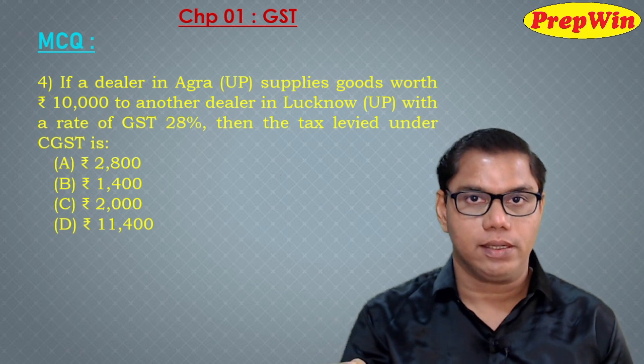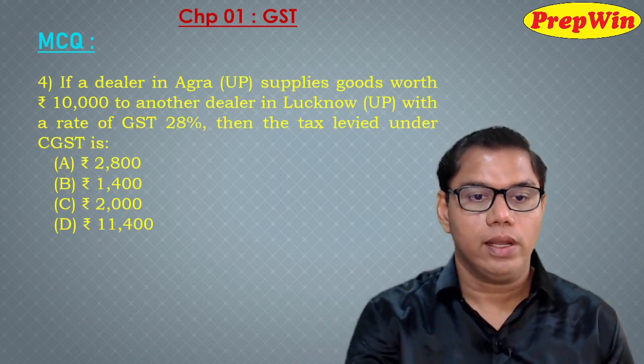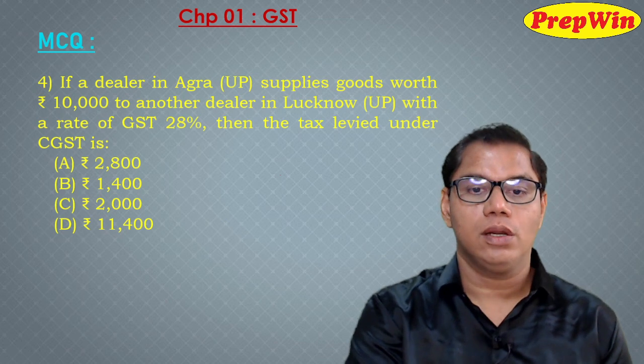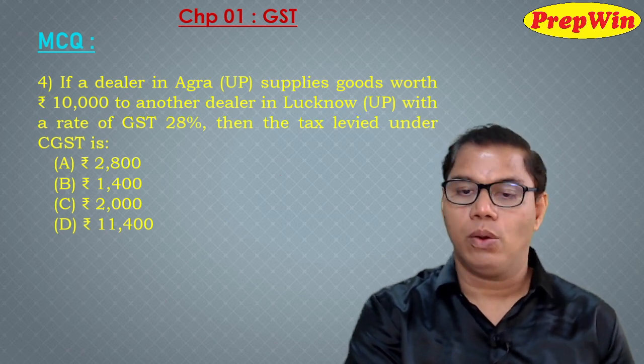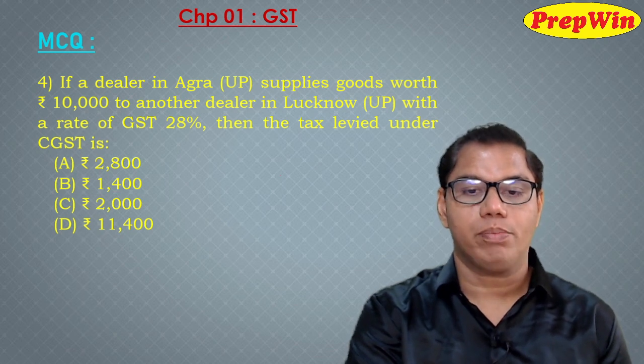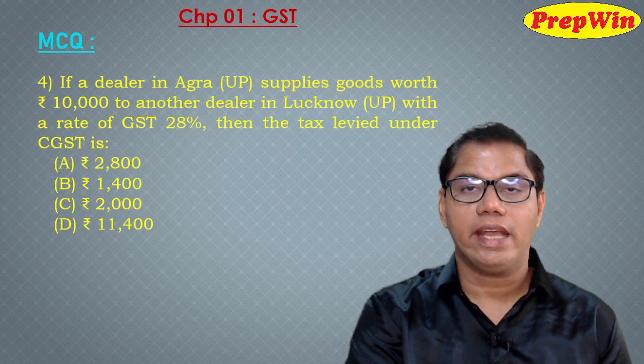So going with the next question, that is MCQ number 4, it says if a dealer in Agra, Uttar Pradesh supplies goods worth rupees 10,000 to another dealer in Lucknow, same state, that is Uttar Pradesh, with a rate of GST 28%, then the tax levied under CGST is dash.